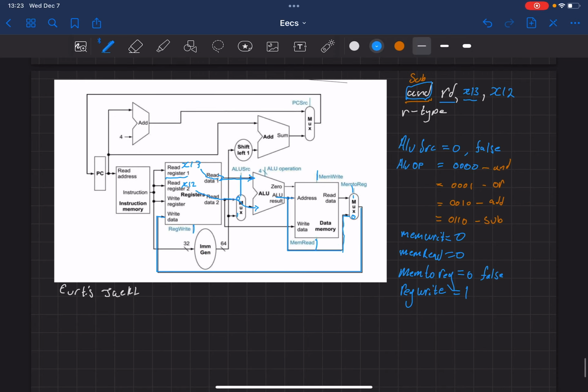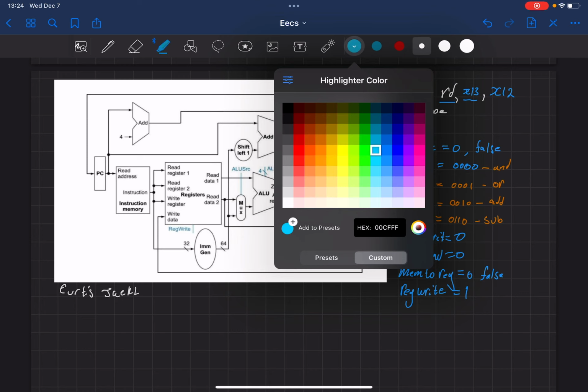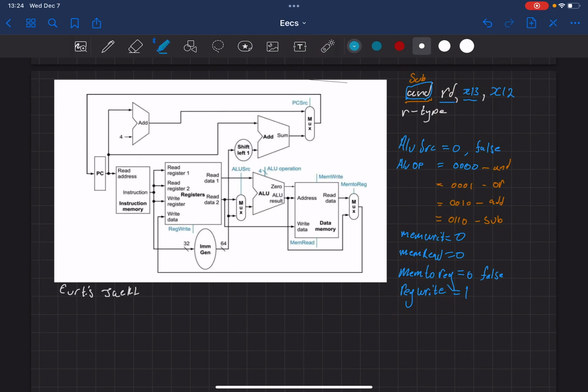Okay, so going forward, which resources or blocks perform a useful function for this instruction? So we know that it's an R-type instruction, so it doesn't use any data. So essentially, to answer this first part of the question, I'm just going to highlight what we have used, and that is basically going to be our answer. So let me get out a nice color for the highlighter. Well, since we've been consistently using blue, we'll use blue.